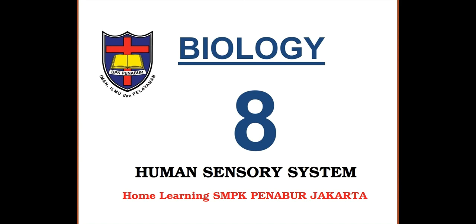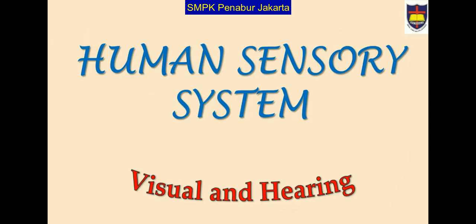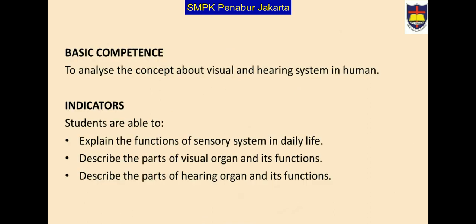I'm going to explain about human sensory system, especially visual and hearing system. The basic competence is to analyze the concept about visual and hearing system in human. The indicators: from this learning, students are expected to be able to explain the function of sensory system in daily life, describe the parts of visual organ and its function, describe the parts of hearing organ and its function.